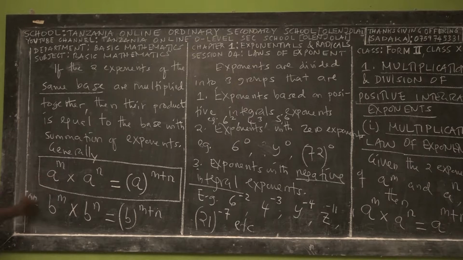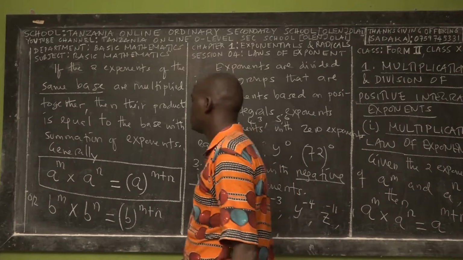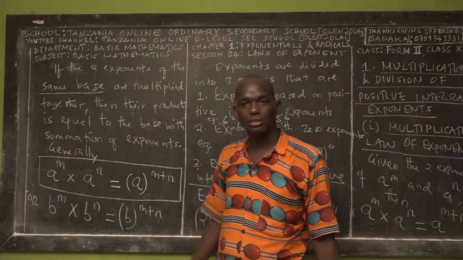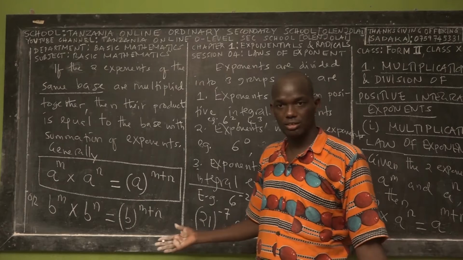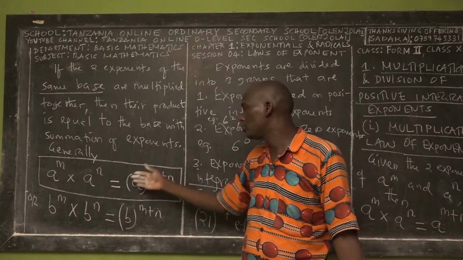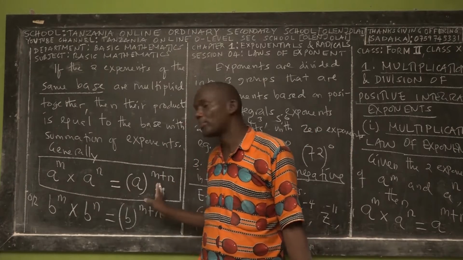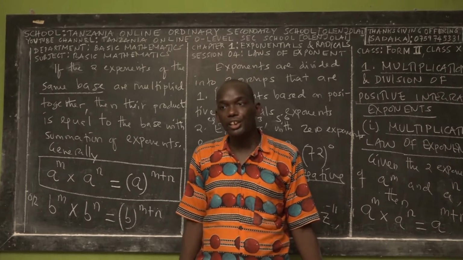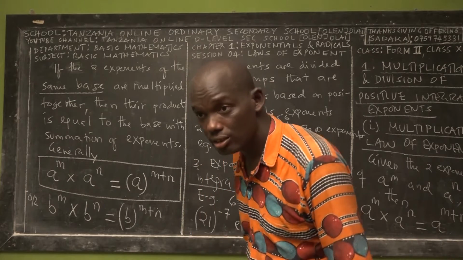So don't worry about the base name. Remember that the base should be the same. But if you have a different base, for example a power m multiplied by b power n, you cannot apply this law because the base is not the same. For that case, we cannot do the simple operation of summing the exponents. So this law is applicable only if the base of the two exponents is the same. In case it's not the same, we'll teach you later what you should do.